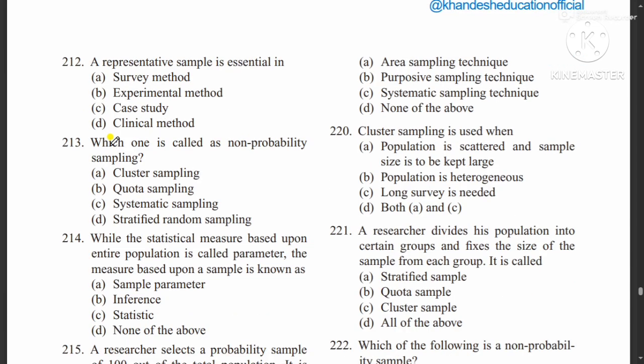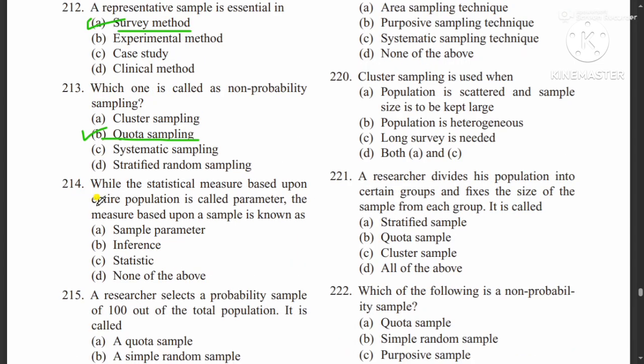Representative sample is essential in. Option is correct. Survey method. Which one is called non-probability sampling? Option B is correct. Quota sampling. While the statistical measure based upon the entire population is called parameter, the measure based upon a sample is known as. Option C is correct. Statistic.